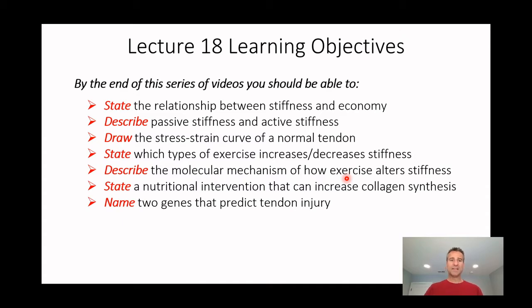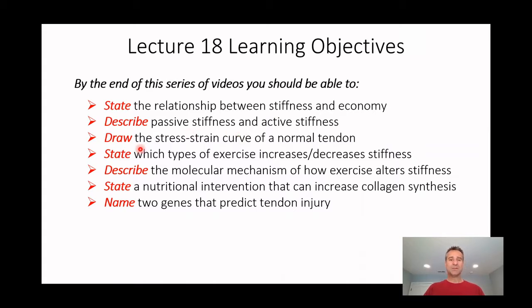So by the end of this series of videos, you should be able to state the relationship between stiffness and economy. You already know that. You've already been able to do that. We're just going to reiterate that a couple of times. You'll be able to describe passive stiffness and active stiffness. You can do that already. That's not a problem. And again, stress strain curve from a normal tendon, that's that you have this compliant region towards the muscle, you have a stiff region towards the bone. That's not going to be new.